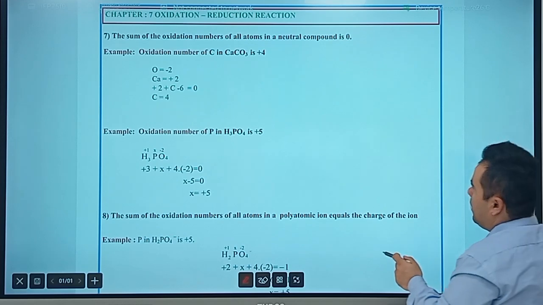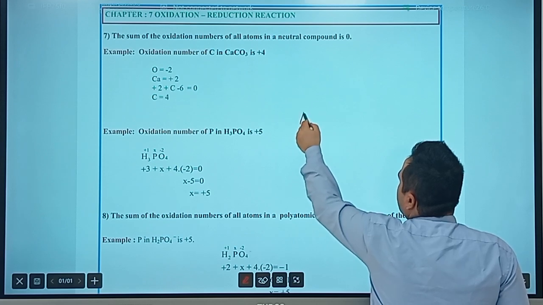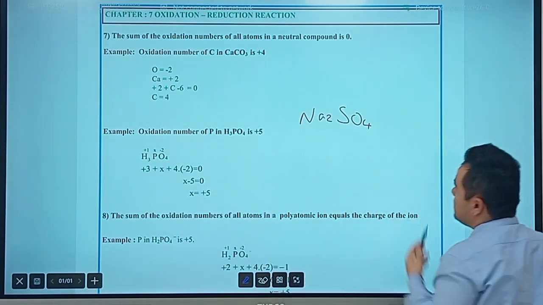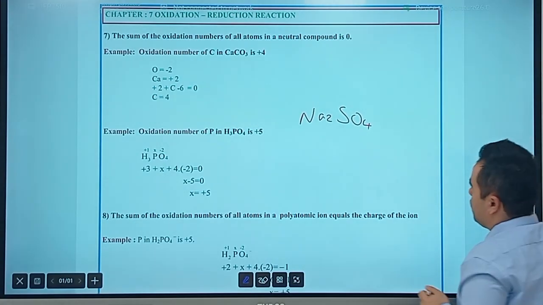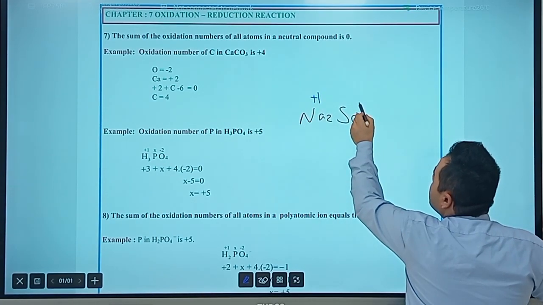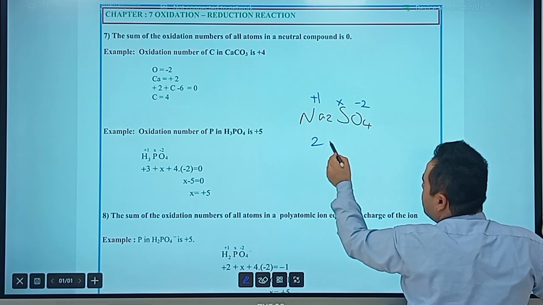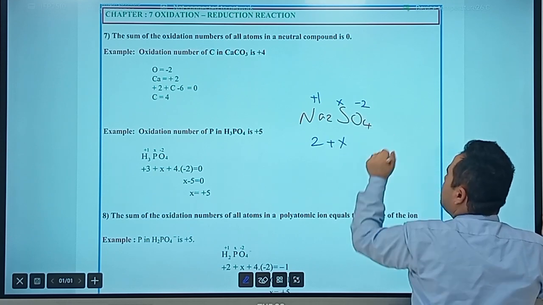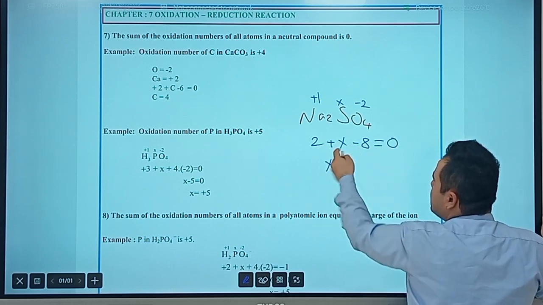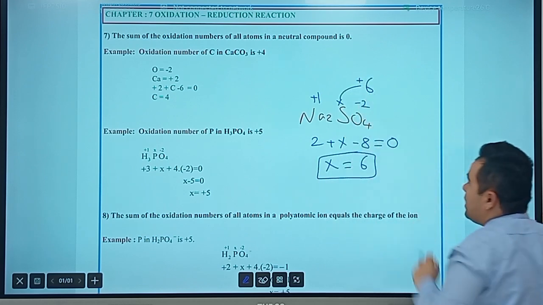Let me solve another example, guys. Suppose we have Na2SO4 as the neutral compound. This is a neutral compound. Let us find its oxidation number. You know, sodium belongs to the first group elements, so its oxidation number is +1 and the oxygen is -2. 2 multiplied by 1 is 2. Instead of sulfur, write down X, plus X. 4 multiplied by -2, -8, is equal to 0. So X is equal to -8 plus 2, -6. Taking it to the other side, it will be +6. Therefore, the oxidation number of sulfur here is +6.